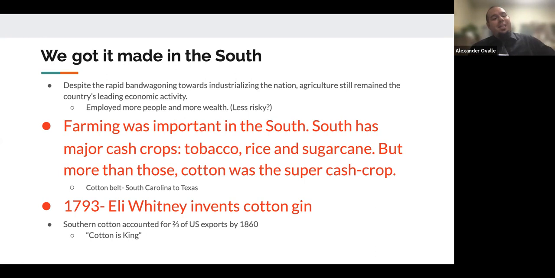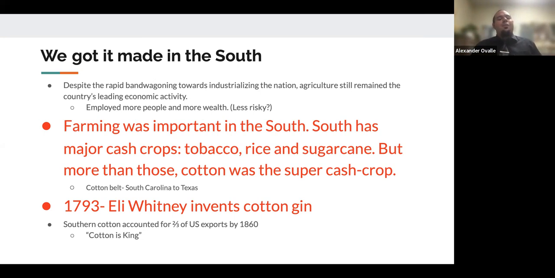Eli Whitney, 1793, invents the cotton gin. And because of this creation, slavery was able to expand. Now, that's not to say that slavery would have stopped if he didn't invent this device, but it did make it a lot easier, and the demand for cotton was going to skyrocket.